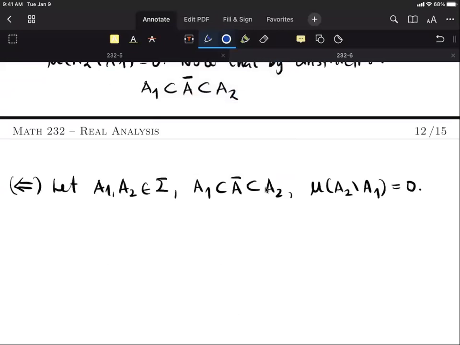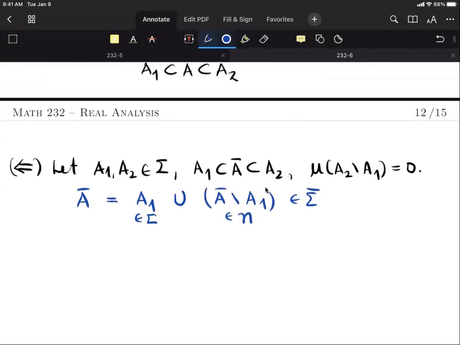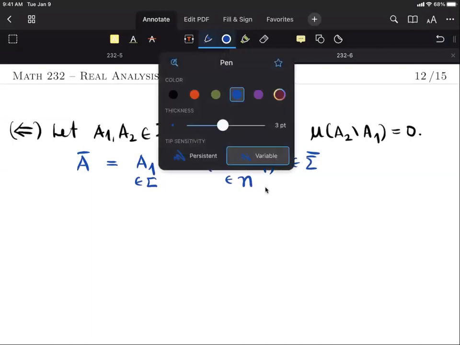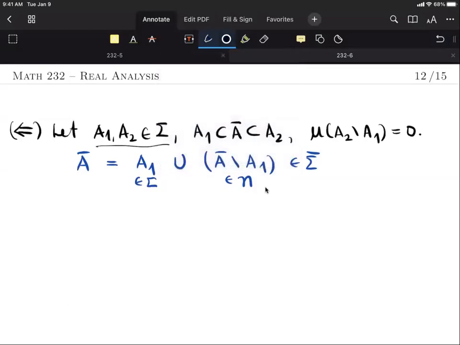Now we would like to show that A bar is in sigma bar. To establish this, the same as before, we need to write this as a union of two elements, one in sigma and one in N. In fact, you can write A bar as A1 union the remaining part, A bar minus A1. This is the case because A1 is a subset of A bar. A1 being in sigma is already stated here. We need to verify that A bar minus A1 is in N, so it must be a subset of a null set.